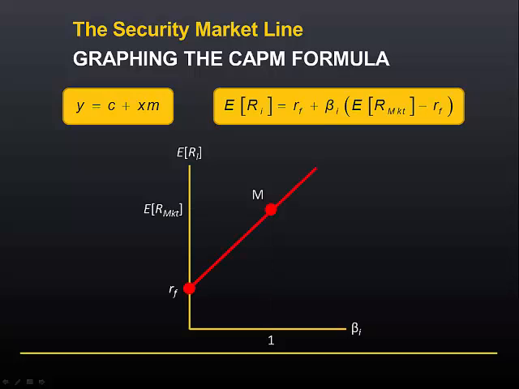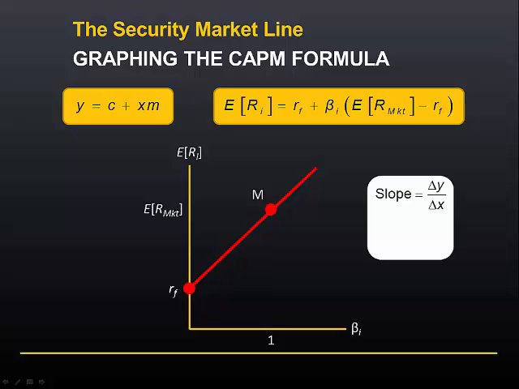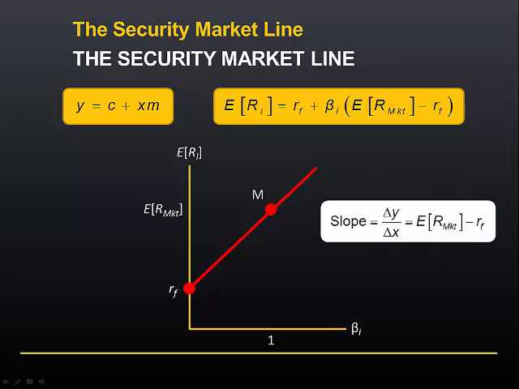The simplest way to find the slope of a straight line is to find 2 points, which we've done, and the slope is equal to delta y over delta x, or as some people say, rise over run. So as we move from m down to rf, the change in the y variable is the expected return on the market minus the risk-free rate. And as we move from m to rf, the change along the x-axis is simply 1. We know that anything divided by 1 is equal to itself, so therefore we've determined that the slope of the line is the expected return on the market minus the risk-free rate.